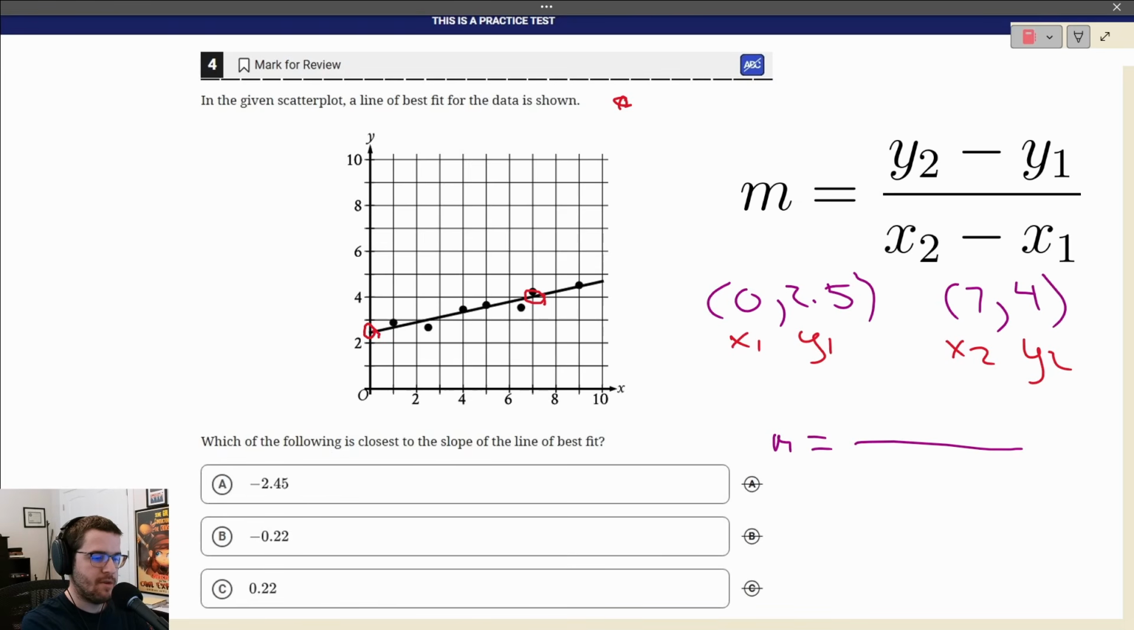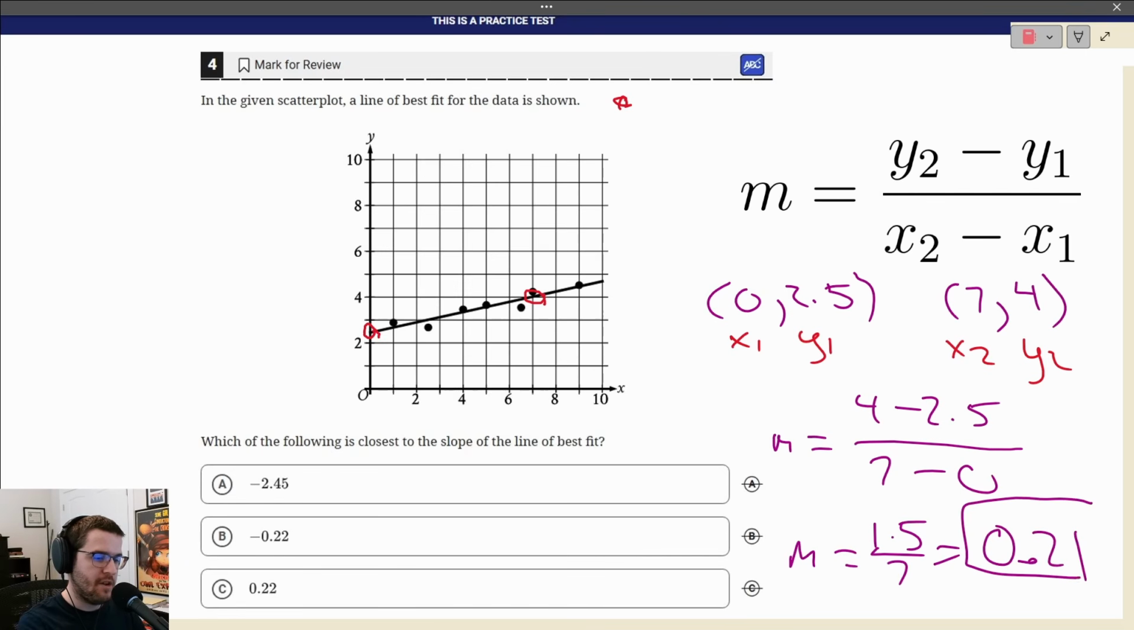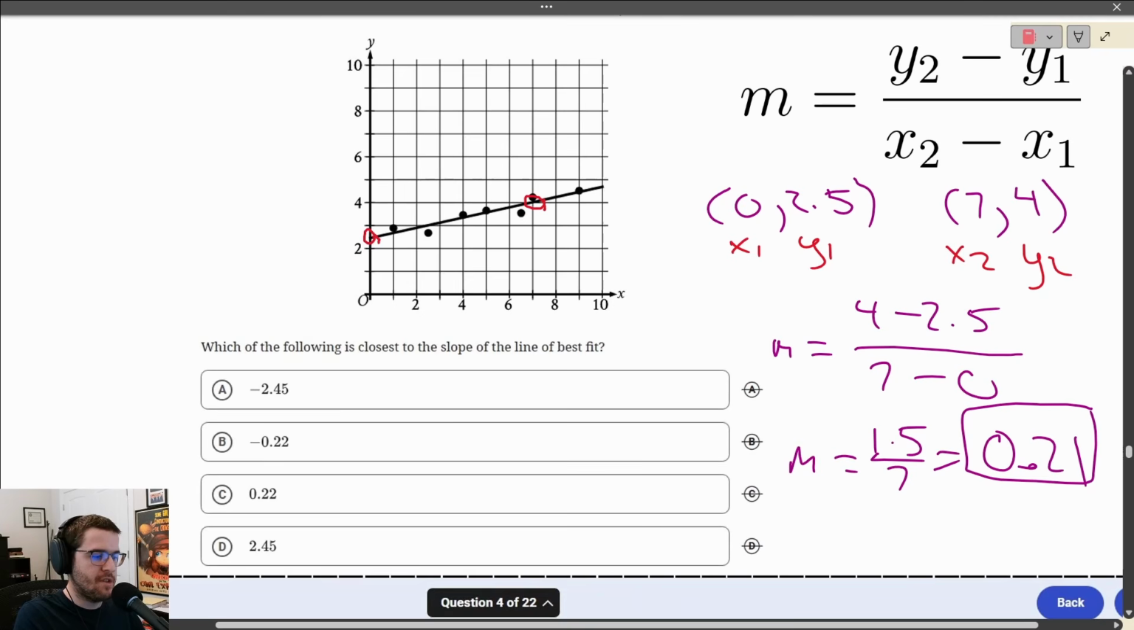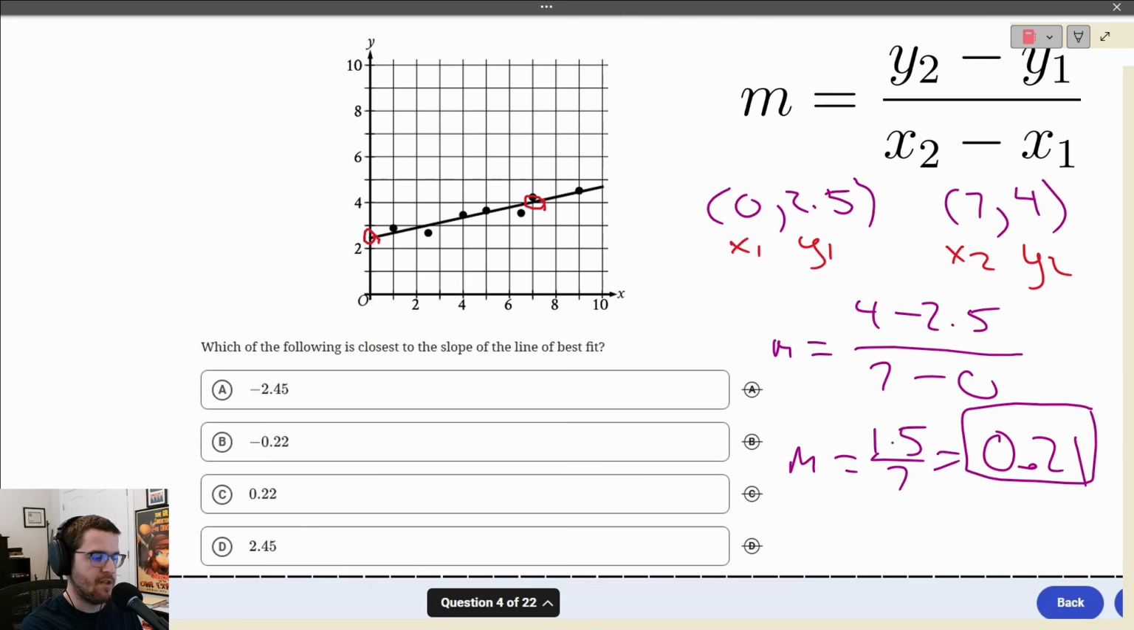And we do y2 minus y1, so 4 minus 2.5 over 7 minus 0. So what does that give us? 1.5 over 7, which my calculator is telling me is about 0.21. And looking at the choices, it's not perfect because we don't have the exact values. We just eyeballed it, but it just says closest to, so we just need to get close enough. And we can see it's C. It's definitely closest to 0.22 on there, right? All the other choices are farther away.